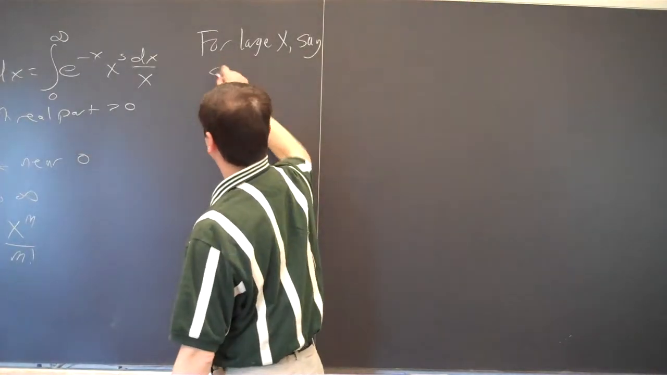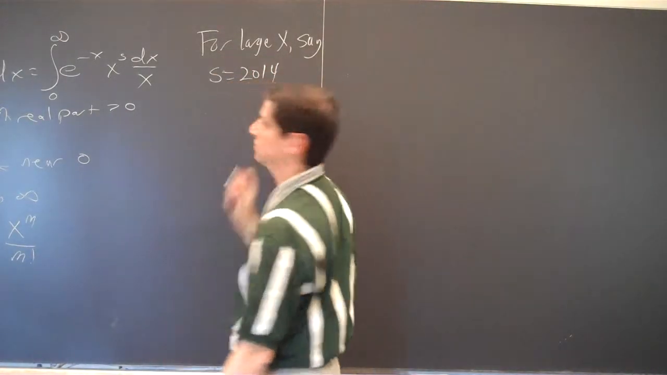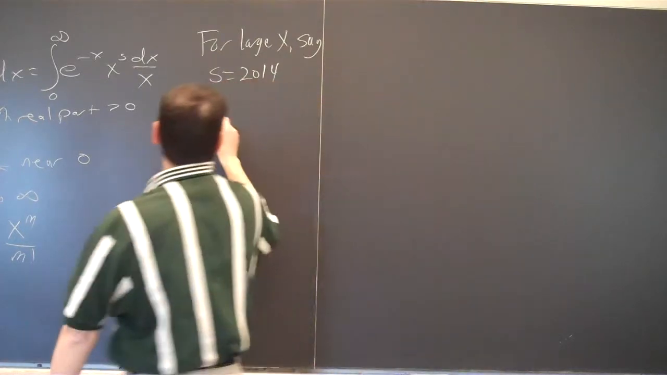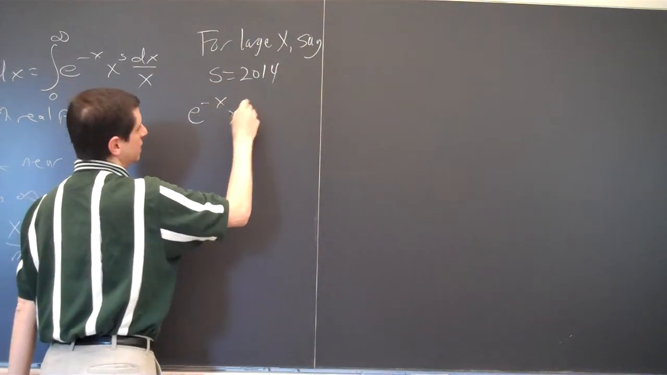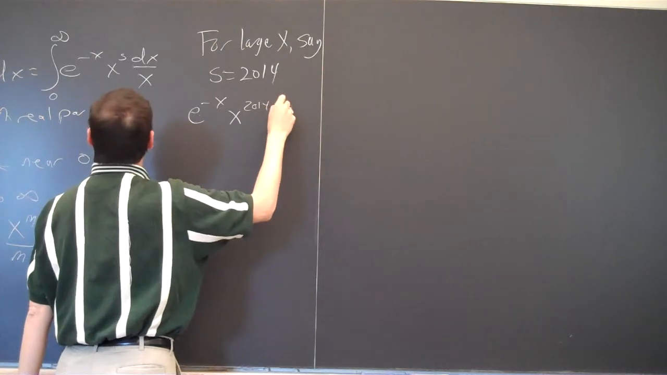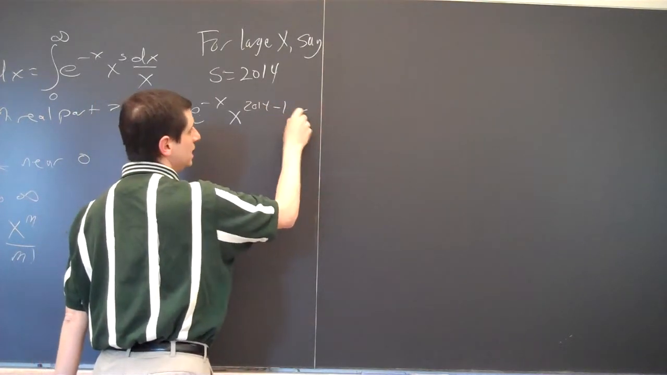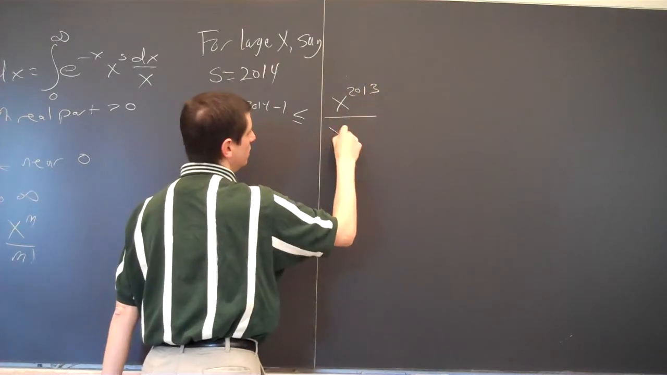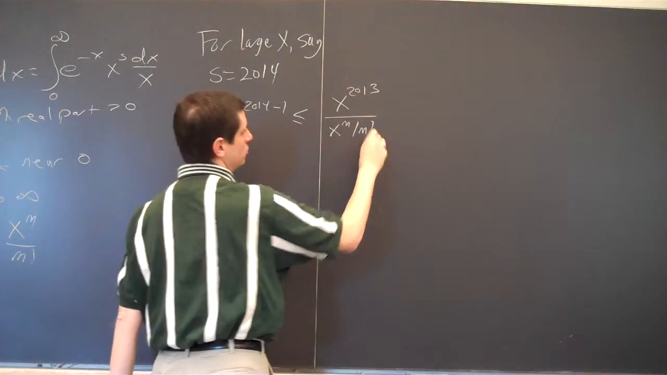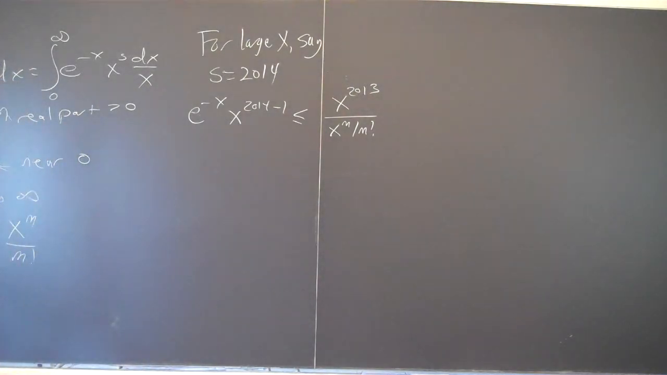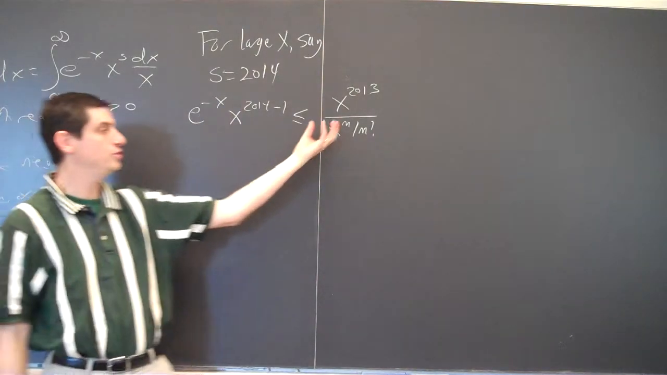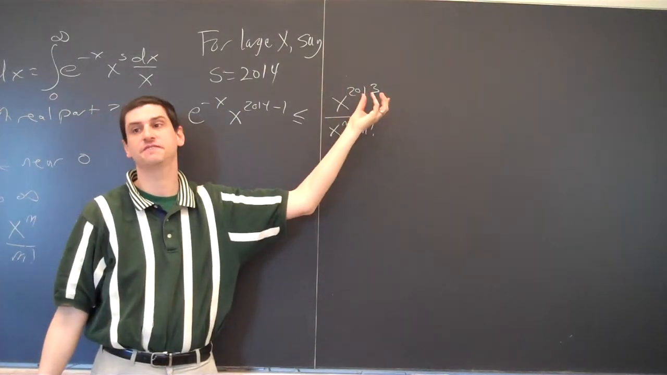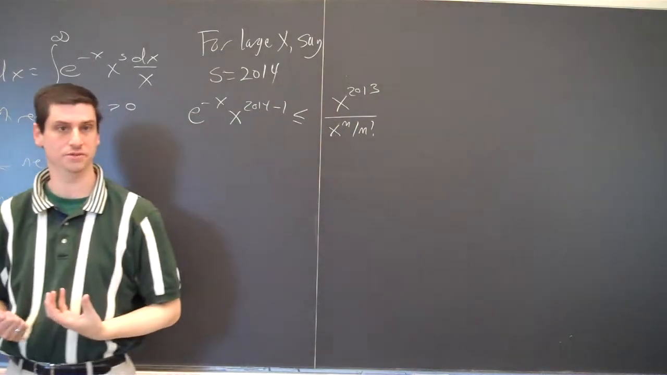say s equals 2014. Okay? e to the negative x, x to the 2014 minus 1 is going to be less than or equal to x to the 2013 over x to the m over m factorial. And the reason is I know e to the x is greater than x to the m over m factorial for any m. All I have to do is choose an m so large that this decays fast enough that the integral will make sense.